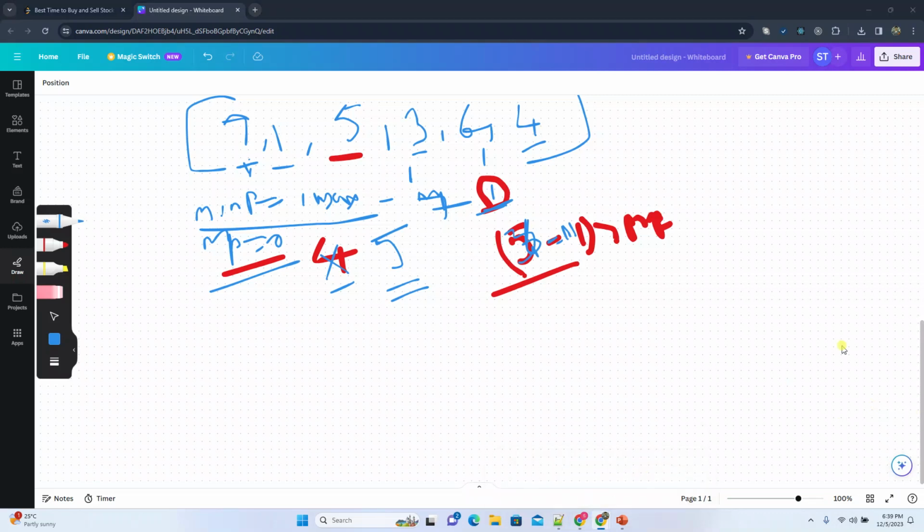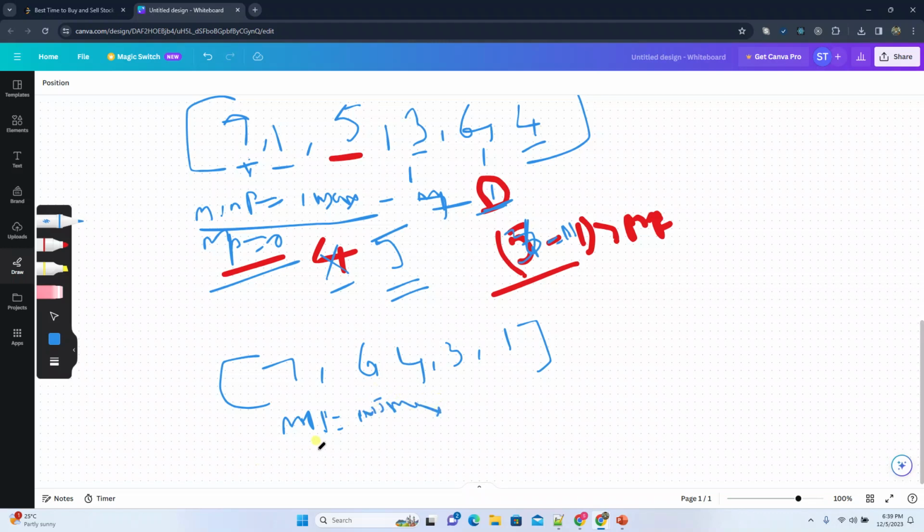So the second example is that the input is 7 6 4 3 1, right? So in our same logic, if you observe, the minimum price is equal to int max.